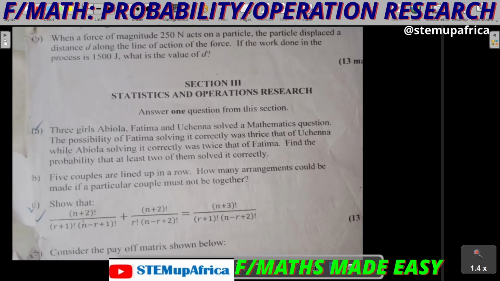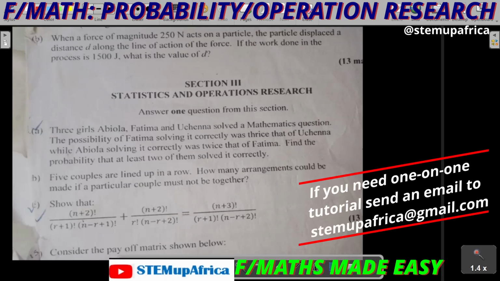Today I'm going to solve a question under statistics and operational research. That happened to be question A. This is a NECO GC question 2025. So I'm going to look at question A, some other time question B, and ultimately question C.